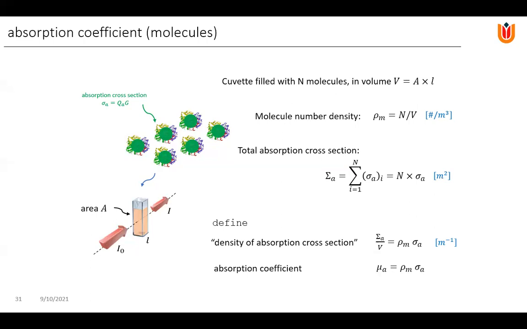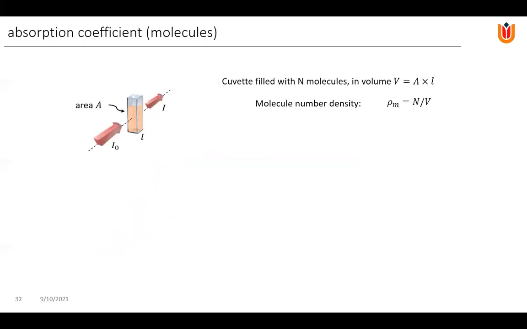So what we did here now is we scaled up. We started out with a single molecule. We started out with the properties of the molecule, and then we made a few simple assumptions. And now all of a sudden we have an expression, a measure for a whole bunch of molecules in the cuvette. So let's go on. So these are the molecules in the cuvette with this number density.